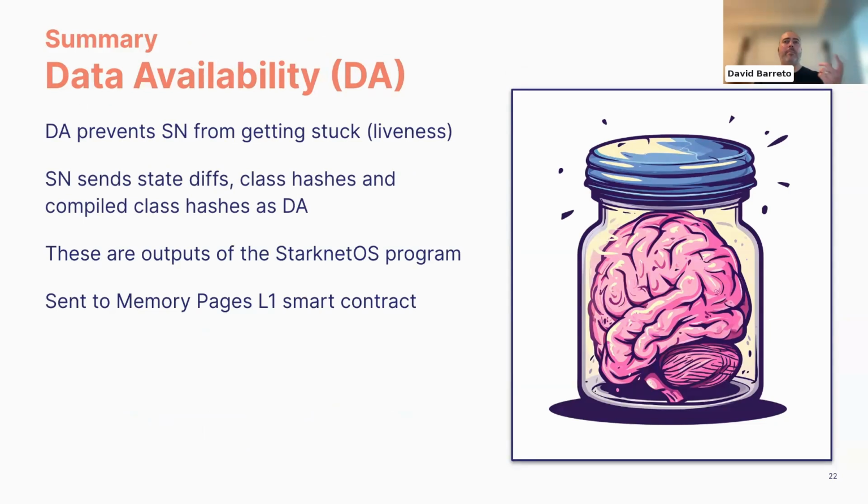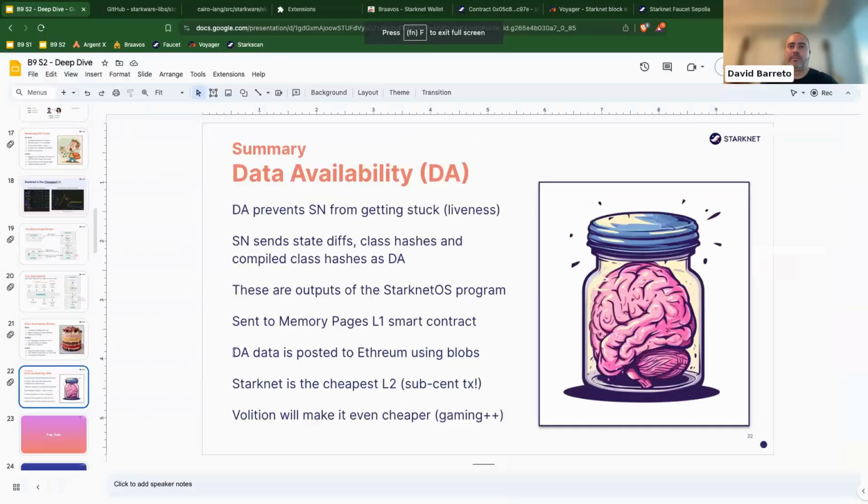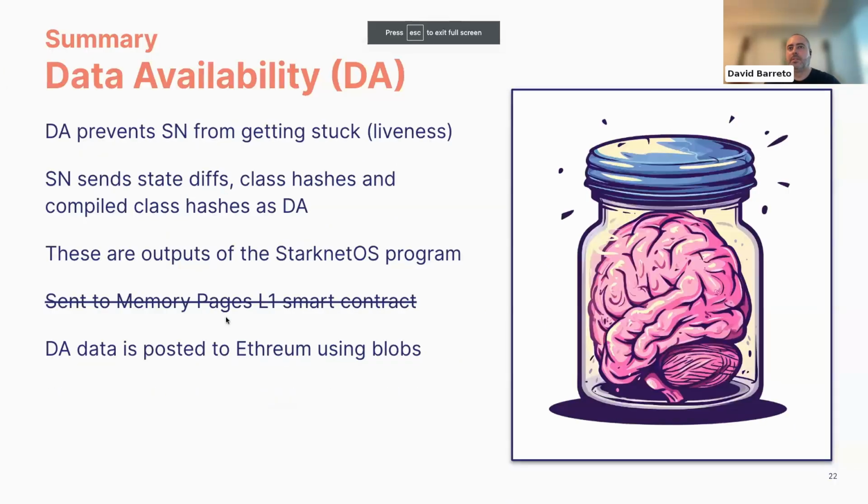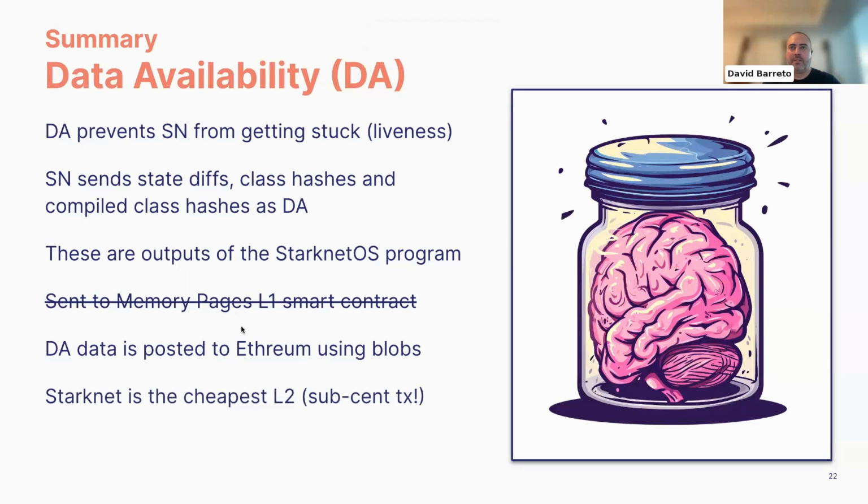There's a thing called the memory pages, another one. I think this is actually, I need to update. This actually belongs to the old block space, not only for blobs. DA data is posted to Ethereum using blobs. This is correct. Let me just cross this out so I don't have it there next time. Sorry, I thought I updated all the slides, but some things actually fell through.